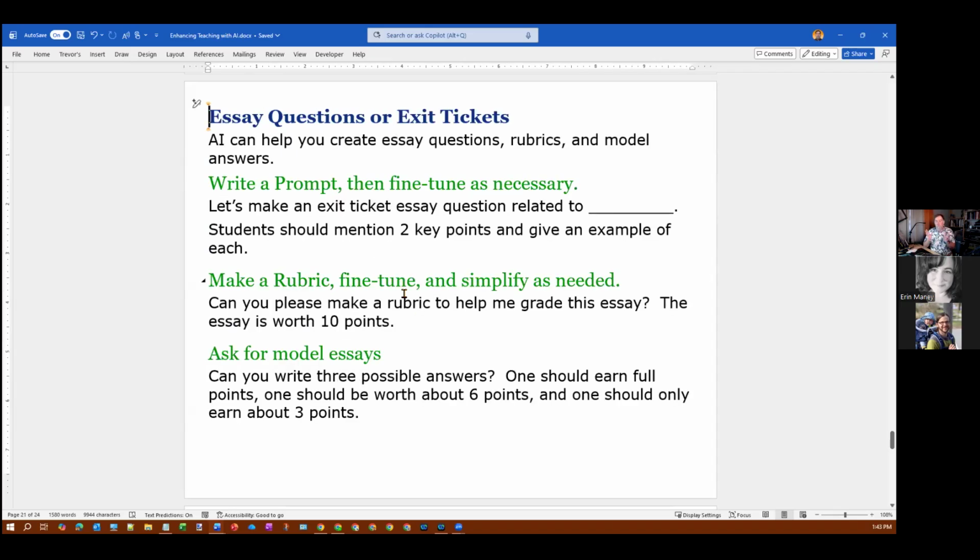Okay, so let's use an example of an essay question for an exit ticket. So let's make an exit ticket essay question related to, I think this time I will actually remember to send that out, where students should mention 2 key points and give an example of each. So go ahead and try that, and then ask it to make a rubric for grading. And then you can ask it for some model essays.